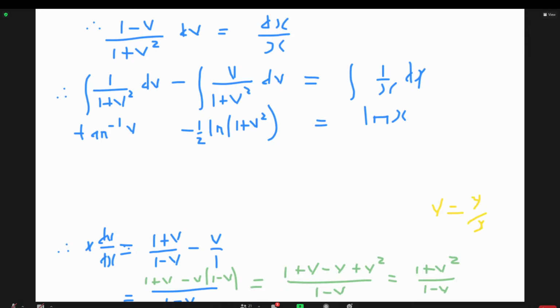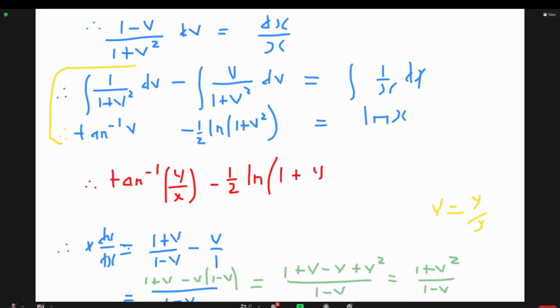I'm trying to remember it offhand. But the answer should be tan inverse y on x minus a half ln 1 plus y squared on x squared. This is equal to ln x plus c. Okay.